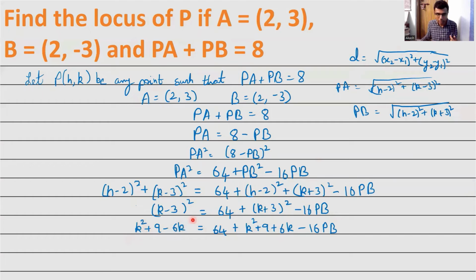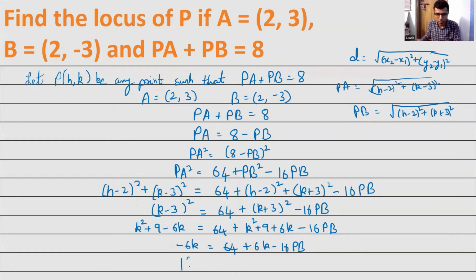Now, if you'll observe here, k square will get cancelled and 9 will get cancelled. So I have minus 6k is equal to 64 plus 6k minus 16 PB. Now, I'm going to get this 64 and 6k to left side. Or the better way would be, I'm going to get the minus 6k to this side and then take minus 16 PB to this side.